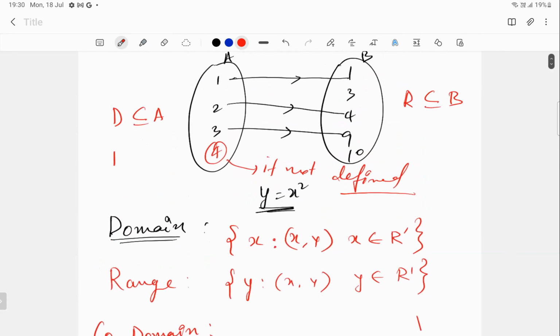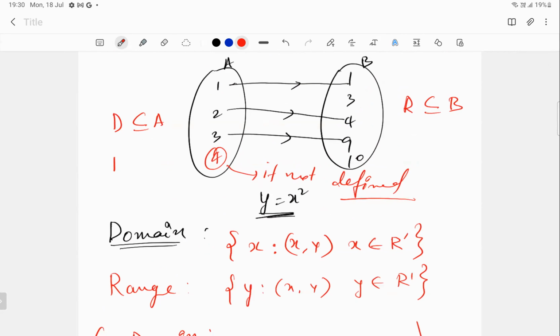I just explained the domain here. Yes, the domain is a subset of A. See, this part is your codomain and this part is your domain. So the only relation that is defined is the Cartesian product. Other than that, there is no direct relation between domain and codomain. If you are not taking the images, there is no relation with the codomain.